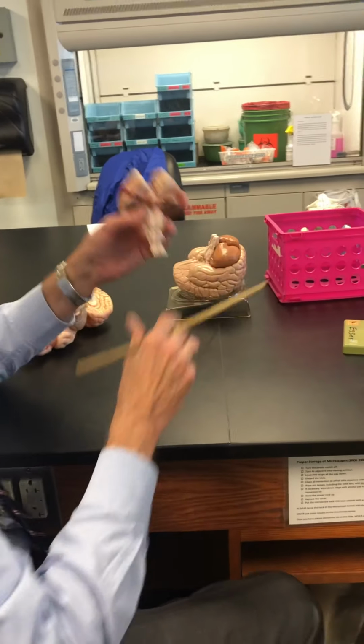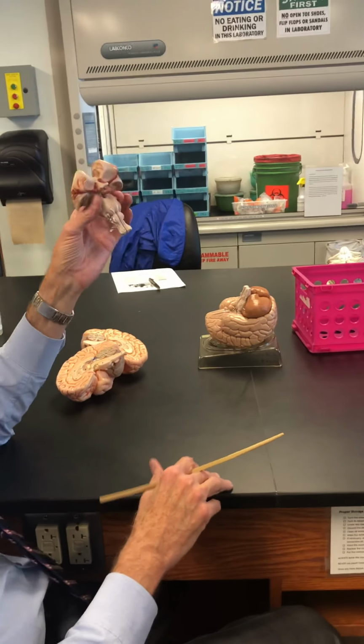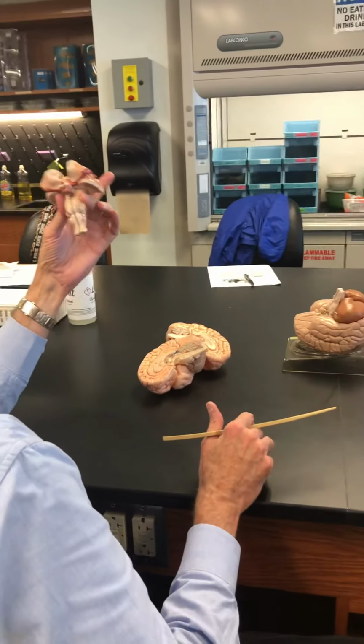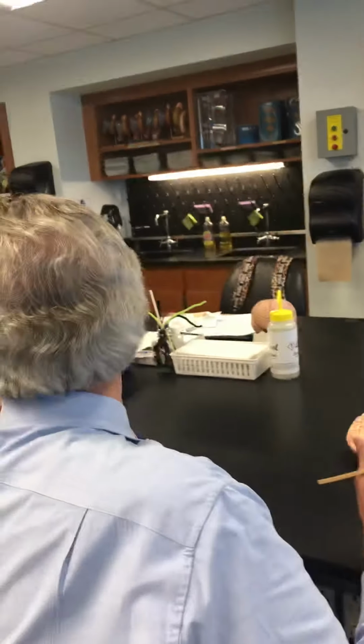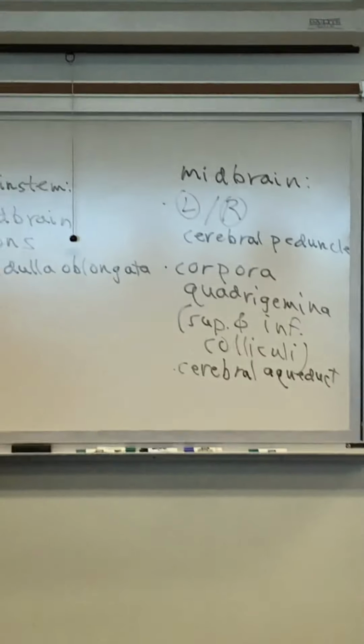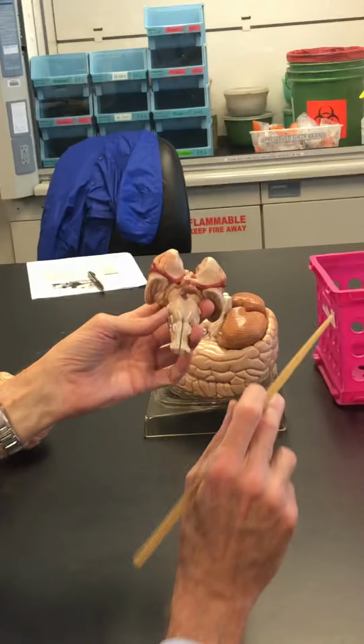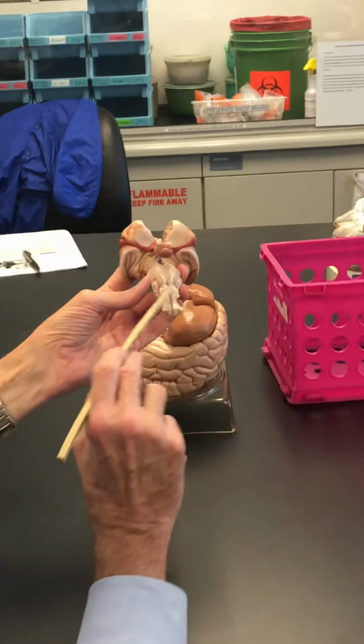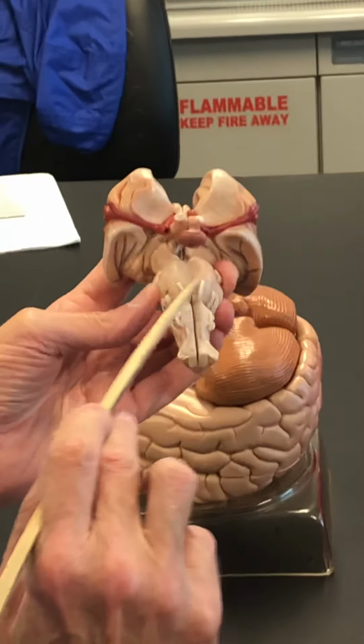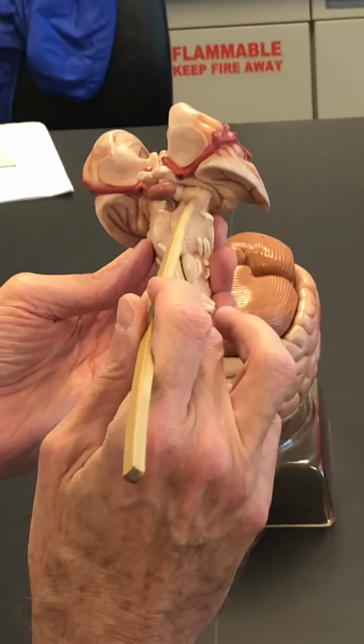So this is actually a combination of the diencephalon and the brain stem. So take a look at the brain stem on the board. What does the brain stem comprise? Midbrain, pons, medulla oblongata. So here it is. Here we've got the medulla oblongata. Here we've got the pons, and there is the midbrain.